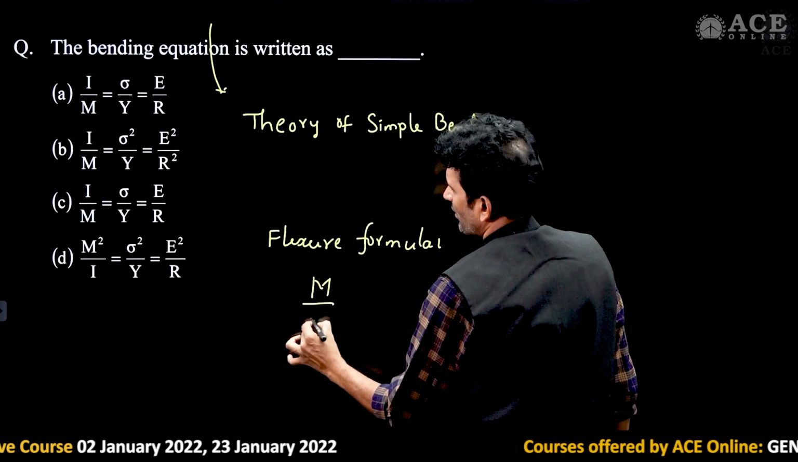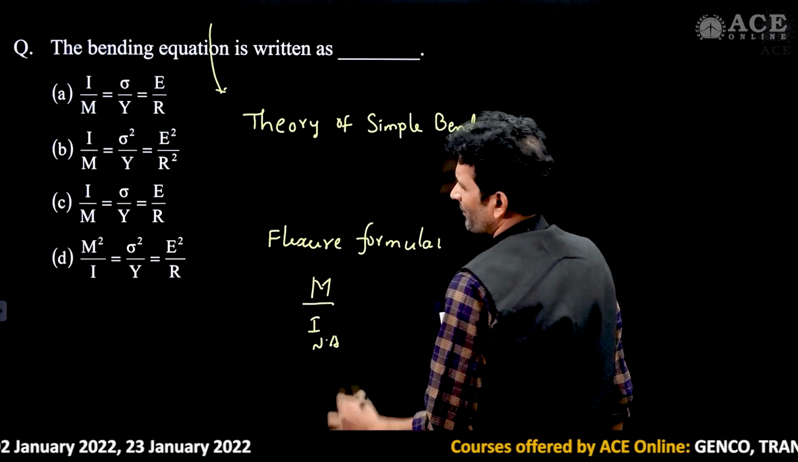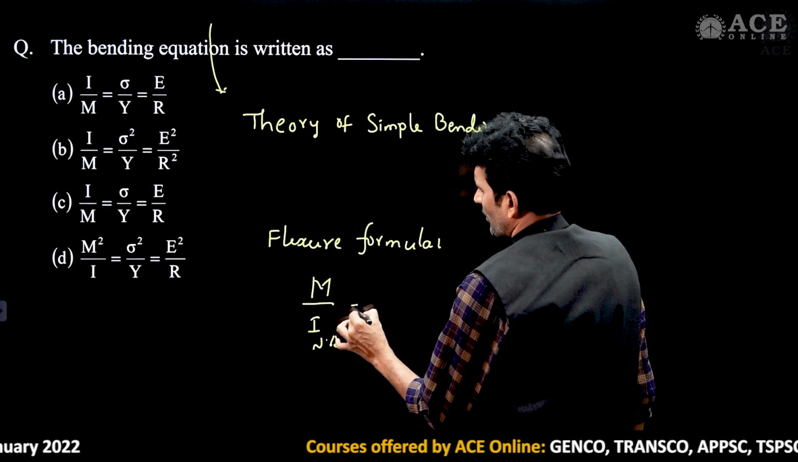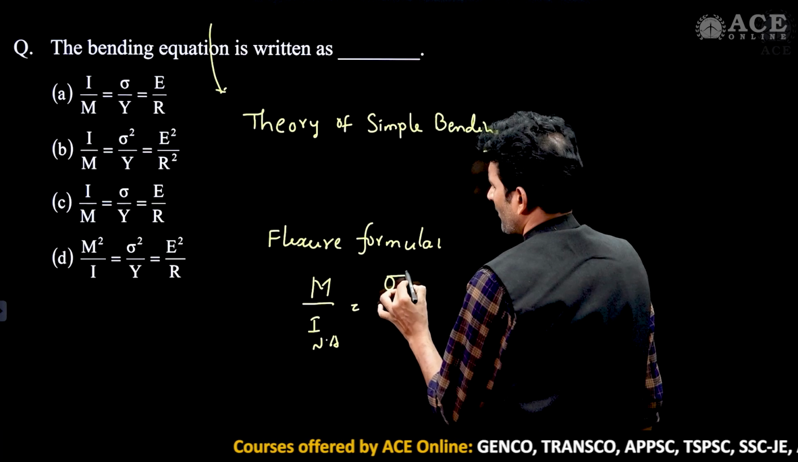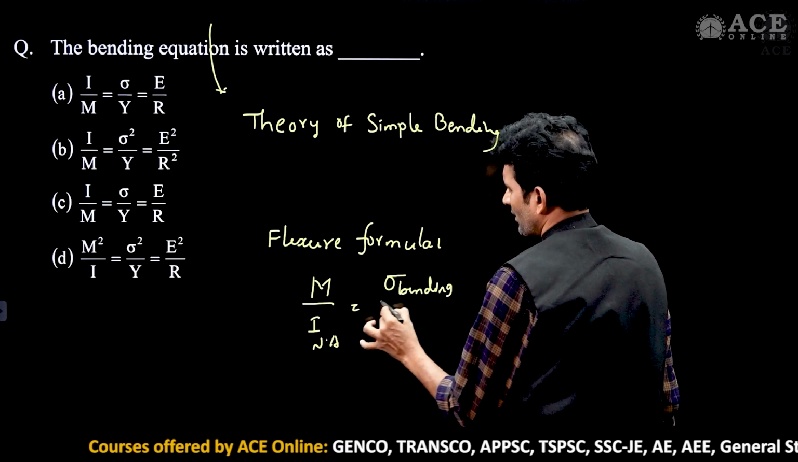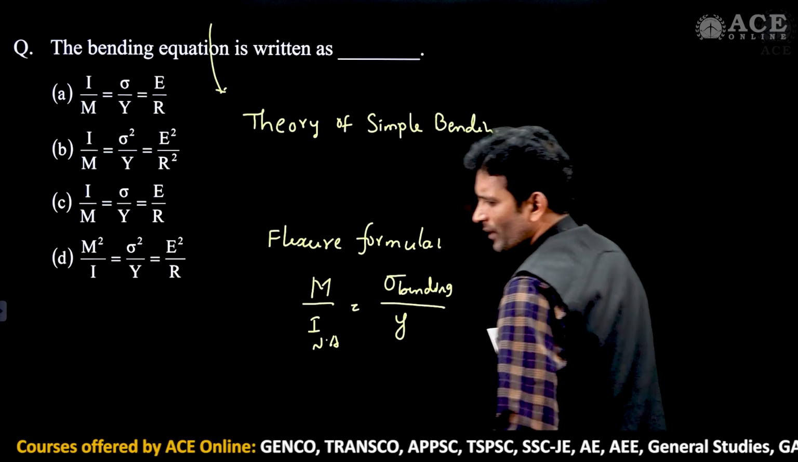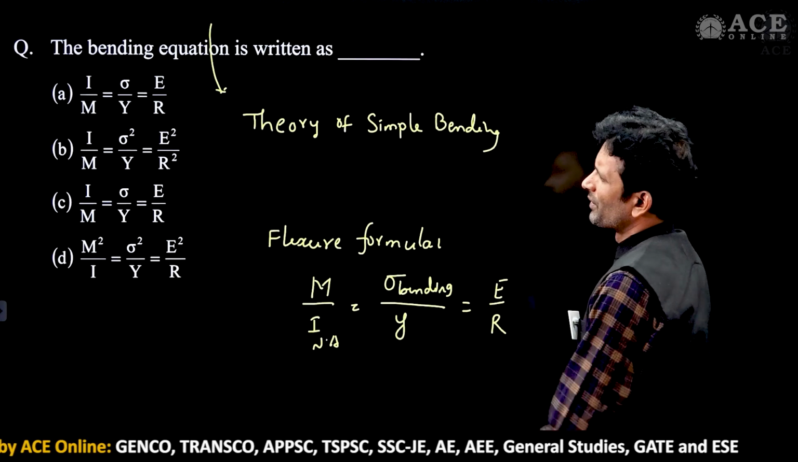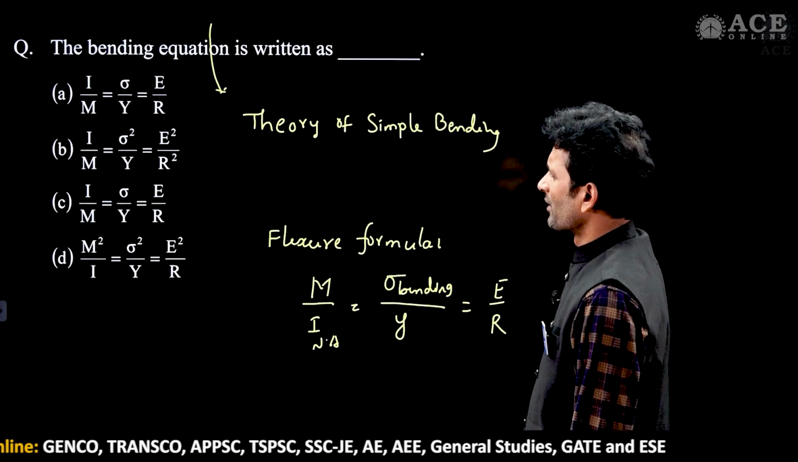When you are taking the flexure formula, M upon I NA equal to sigma bending divided by Y, it should be equal to E divided by R, my dear friends. E divided by R.